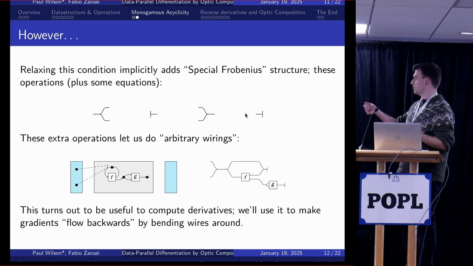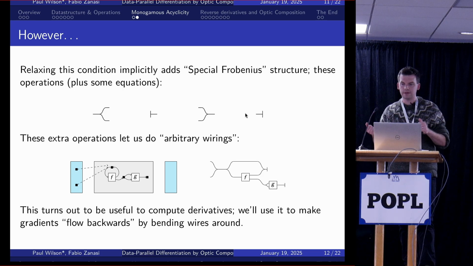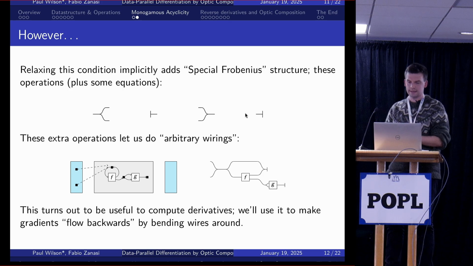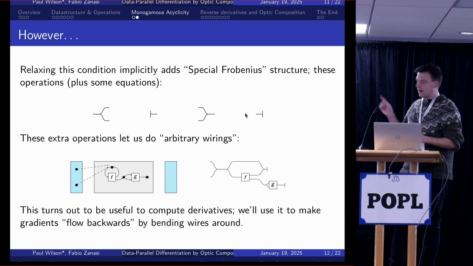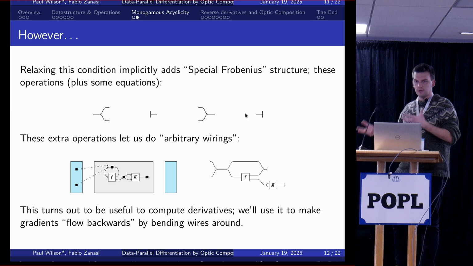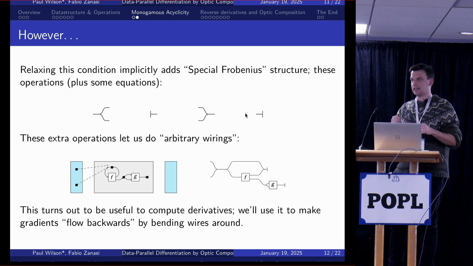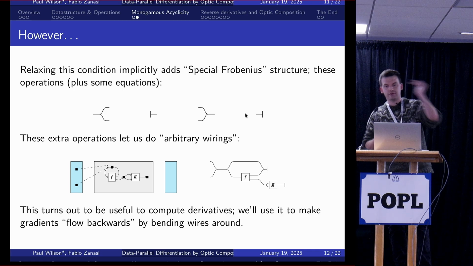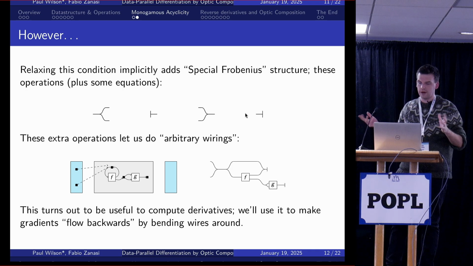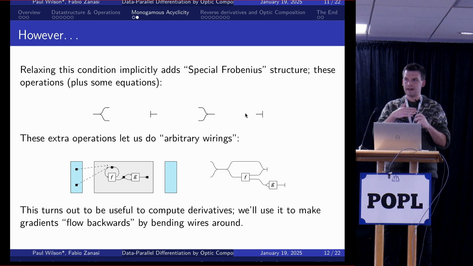And you can see that you can do sort of feedback, you can bend wires backwards, you can split wires, you can join wires. And part of this structure is going to be very useful for doing the autodiff. So in particular, being able to bend wires backwards is going to let us have information flowing from left to right in the forward pass of your neural network and right to left in the gradient reverse pass.